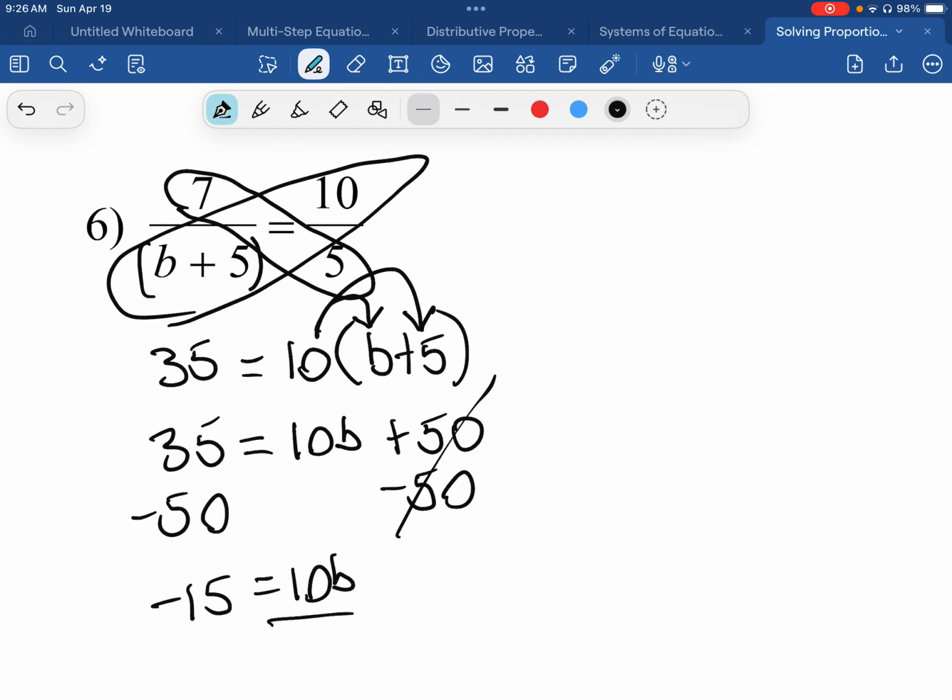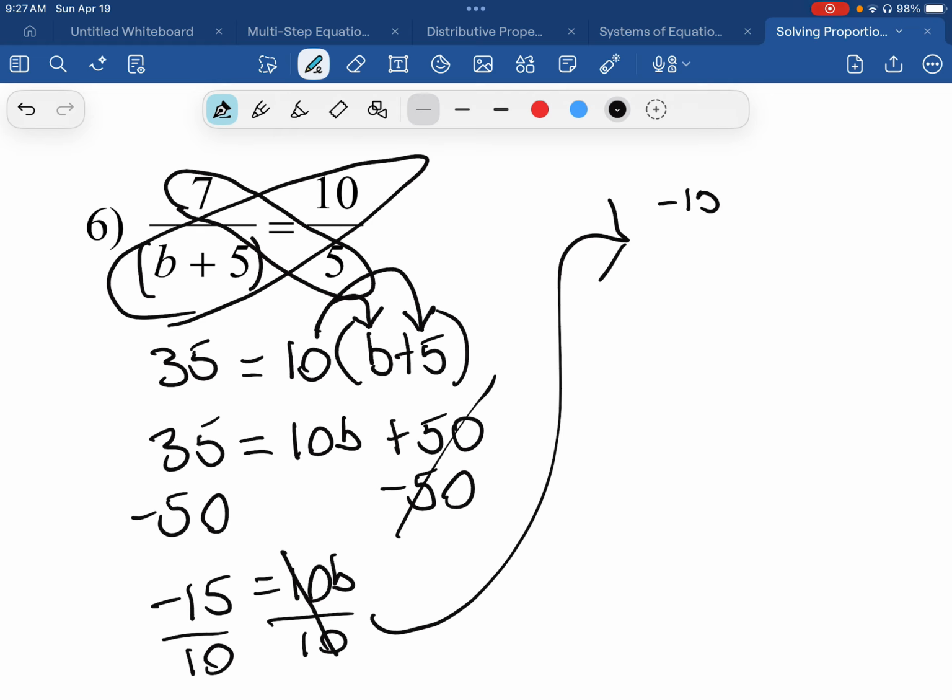Last and final step, we can divide both sides by 10. This allows us to cross out the 10s on one side, and we're left with negative 15 over 10 equals b. Looks to me like both those, the negative 15 and the 10, can be divided by 5. So we're going to simplify our fraction down, and I'm going to go ahead and take the b and put it here. B equals negative 3 halves.